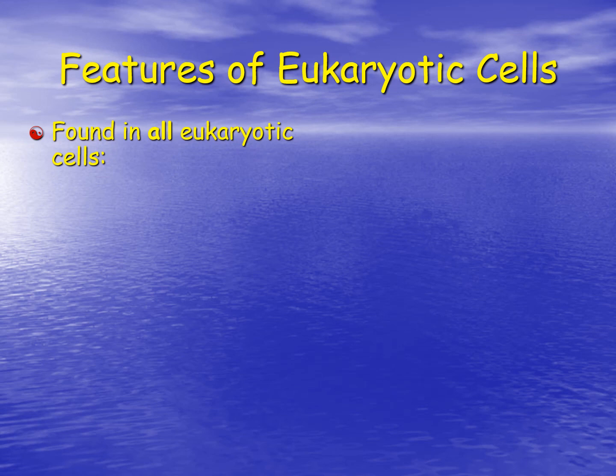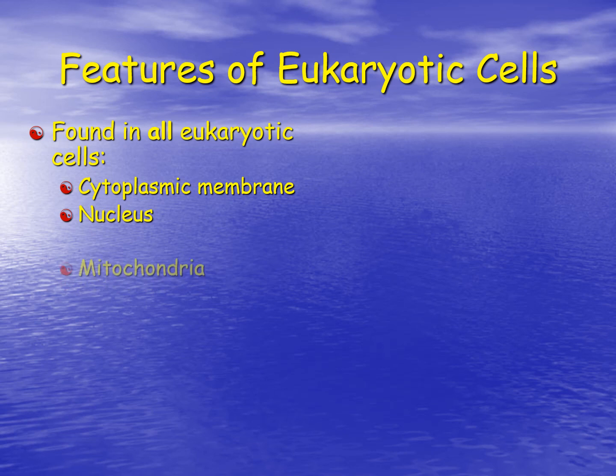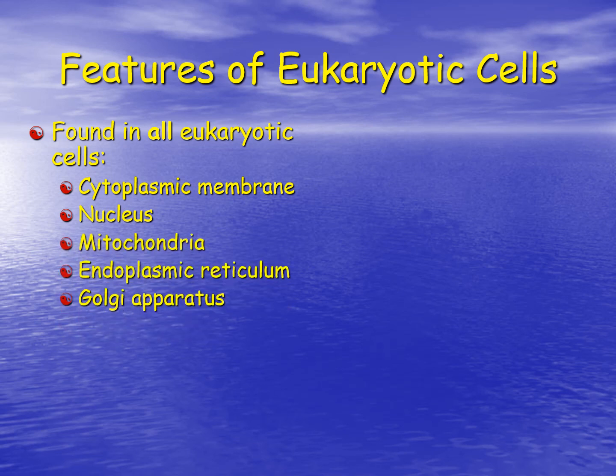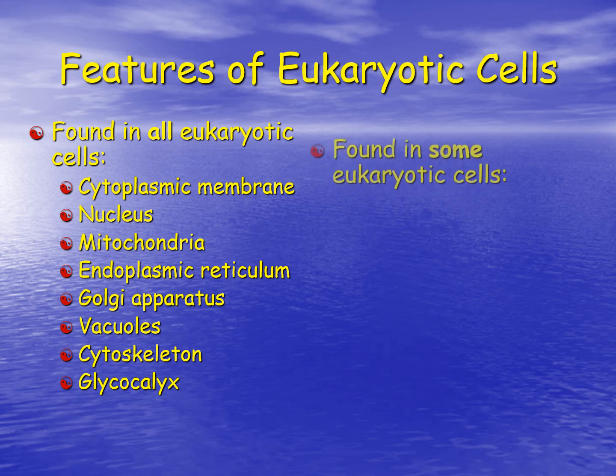So, features of eukaryotic cells, and this should actually be some review from anatomy and physiology. Things that are found in all eukaryotic cells, of course, are the cytoplasmic membrane, the nucleus, the mitochondria, endoplasmic reticulum, Golgi apparatus, vacuoles and vesicles, cytoskeleton, and the glycocalyx, which is oftentimes referred to as the matrix in eukaryotic tissues.